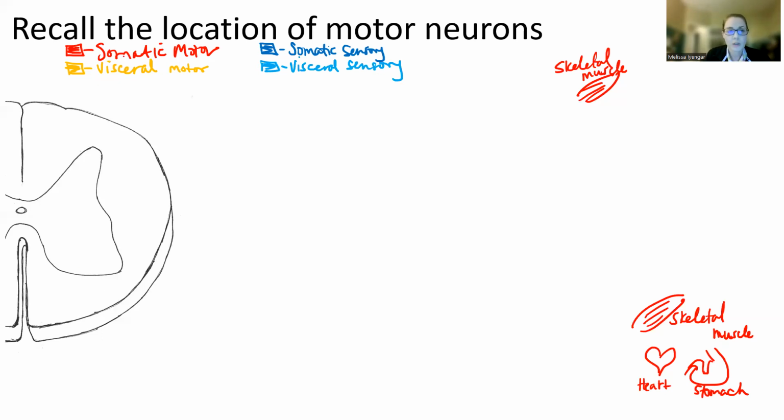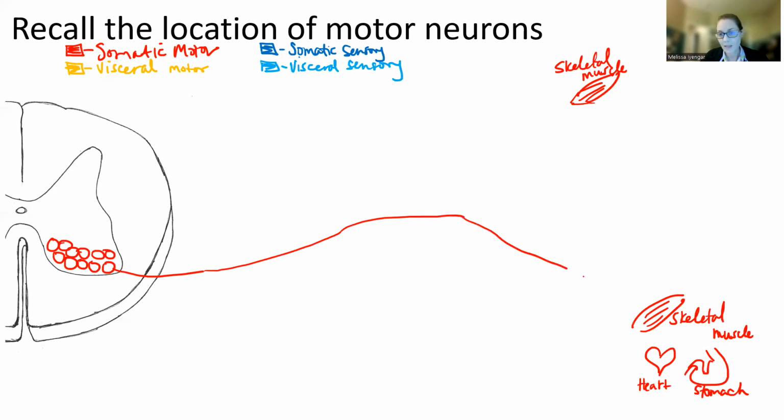So the first thing we want to do is somatic motor. Somatic motor has to go out to skeletal muscles. We want to understand our cell bodies for somatic motor are right here in our anterior gray horn. We're going to have a cell body that has an axon, and that axon comes out in the ventral root. It's going to be part of the spinal nerve right there, and it's going to directly supply our skeletal muscle.